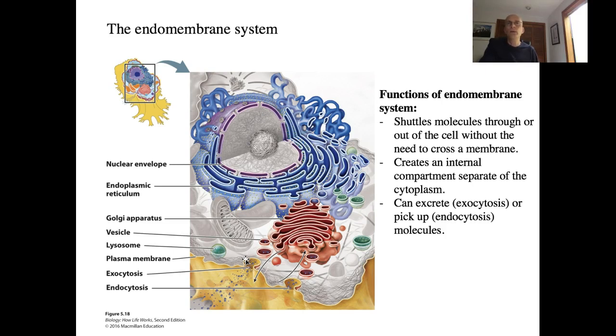So that's why it's called an endomembrane system. So general functions you could summarize by saying it shuttles molecules through or out of the cell without the need to cross a membrane, because they're always inside these membrane-bound vesicles. It creates an internal compartment that's separate from the cytoplasm. Both of those, of course, are inside the cell, but there's another internal layer, if you will, inside the cell with the help of this endomembrane system. And you can use it for excretion, but also for picking up of molecules. That's called exocytosis or endocytosis.